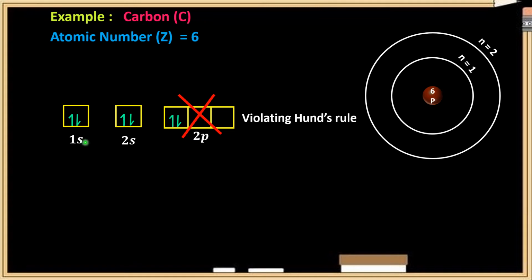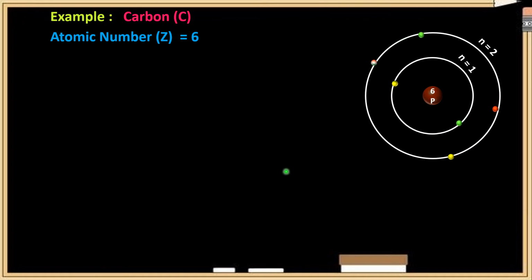Now let us take the electrons back into their orbits. Again I will fill the orbitals in the correct way, isn't it? Next, second electron is going there, third electron, isn't it? Next, fourth electron, next, fifth electron, next, sixth electron. So totally 6 electrons are revolving around the nucleus.